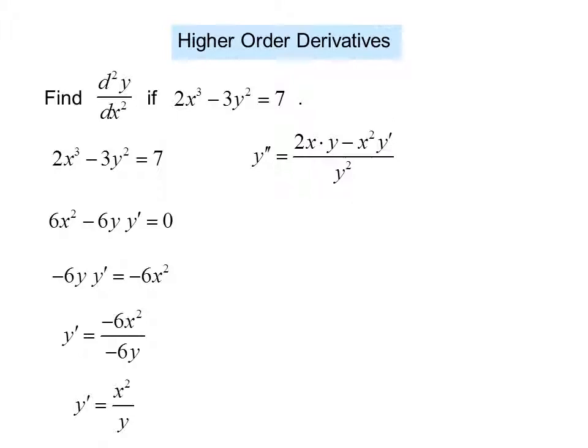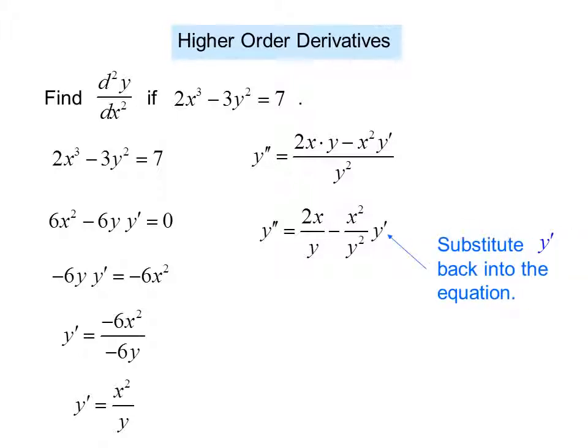So the second derivative is the derivative of the first derivative. So taking the derivative of y prime using the quotient rule, I get y double prime equals (2x times y minus x squared y prime) over y squared. Notice once again we need to use the chain rule. Or y double prime equals 2x over y minus x squared over y squared times y prime.